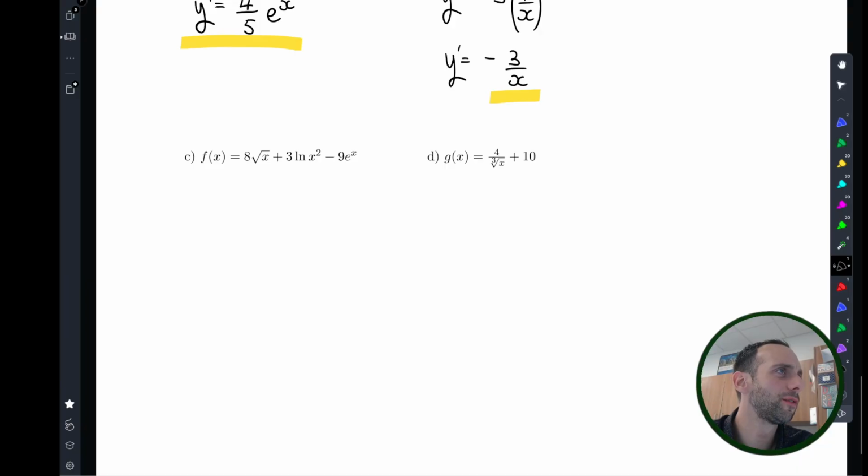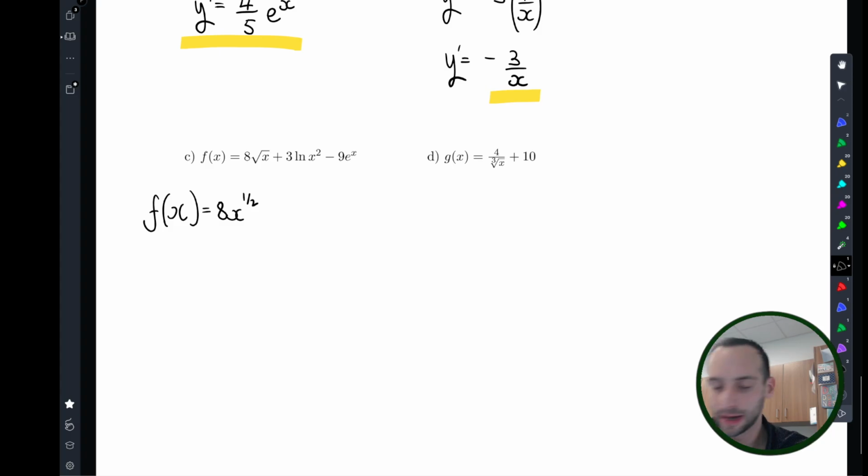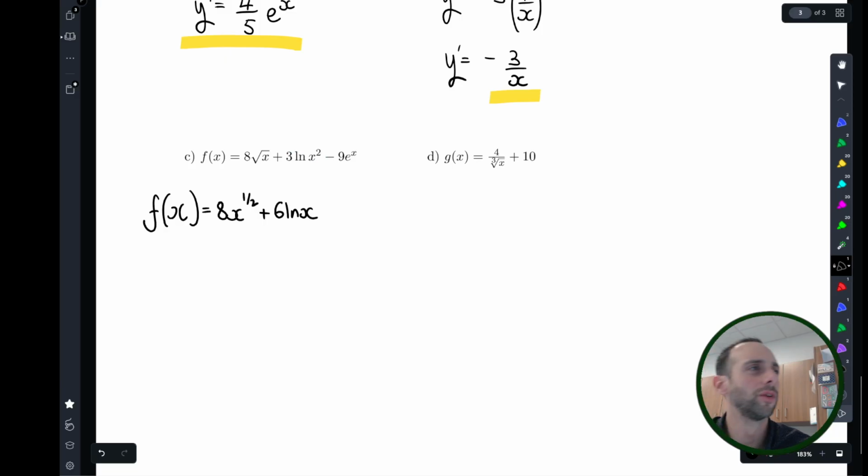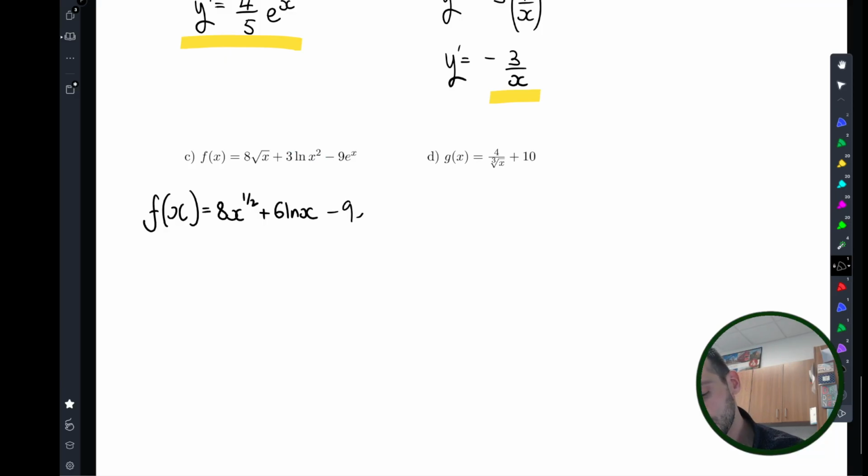Part C, we've got a longer function here. We do have an x squared inside of our log function. Now, we don't know how to take the derivative of ln x squared, so we need to get rid of that before we try and differentiate this function. We'll also rewrite the square root as a power, so we'll write that as a power 1/2, and we're going to use our log rules from a previous unit to drag that squared in front and instead write it as 6 ln x, the 6 coming from the 3 times 2 that was in the squared position. Minus 9 e to the x. Again, we haven't taken the derivative of any of these yet. This is still f of x.